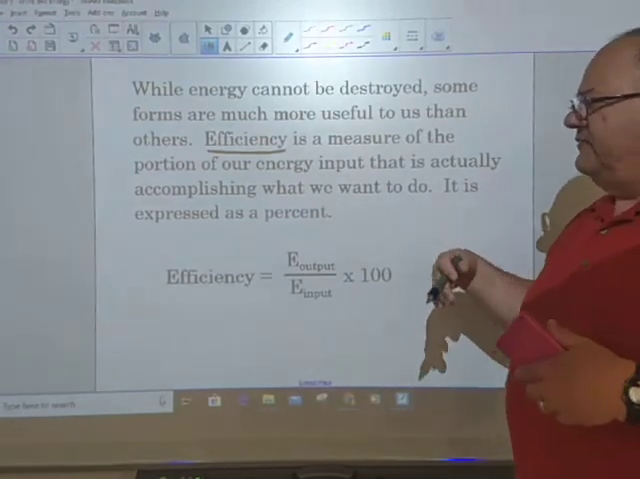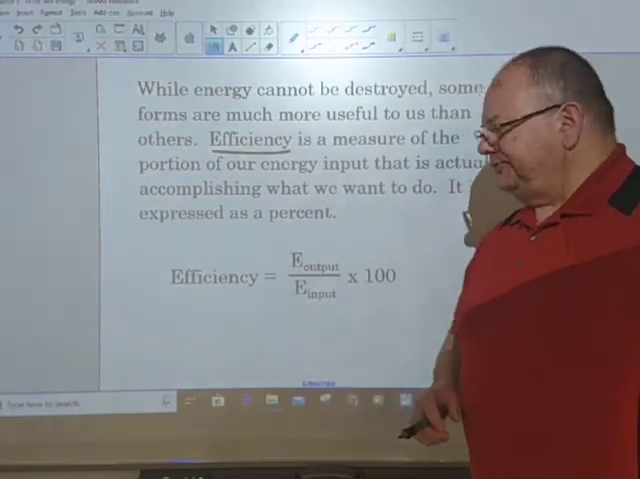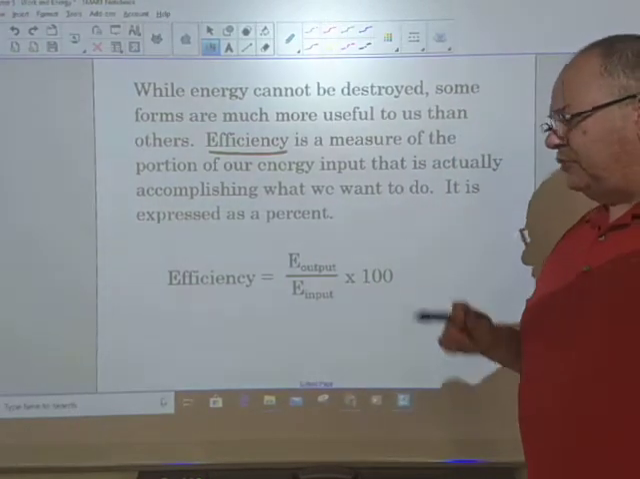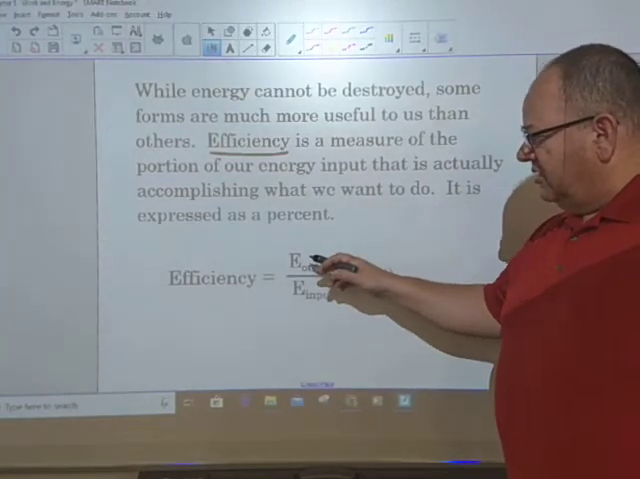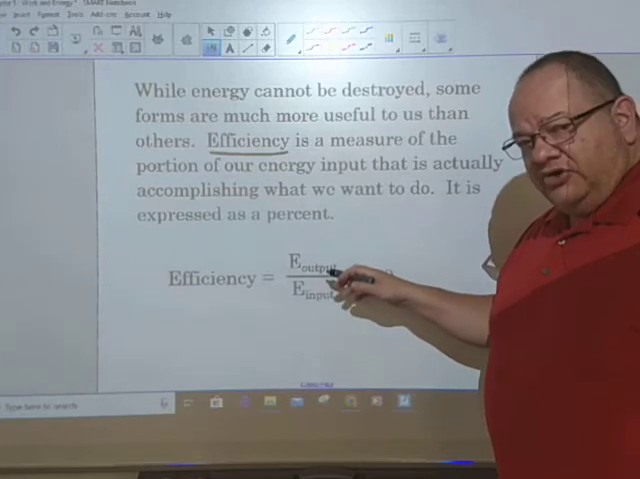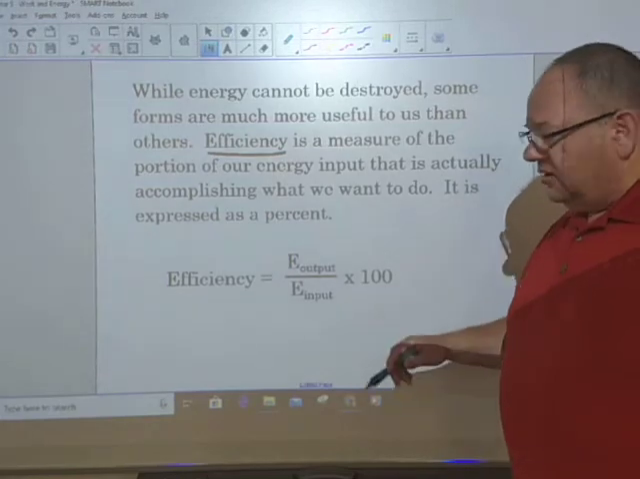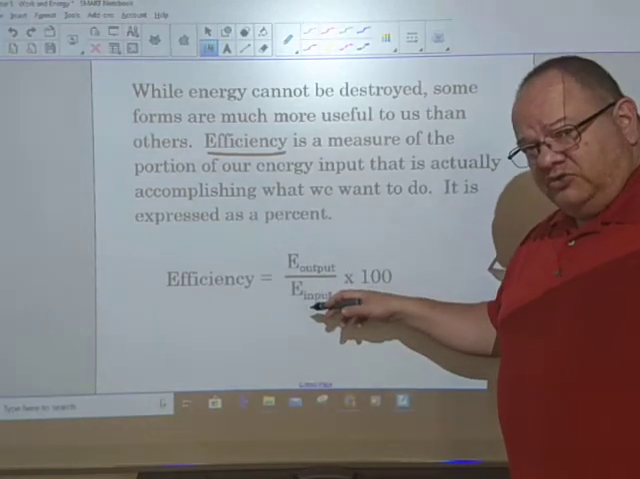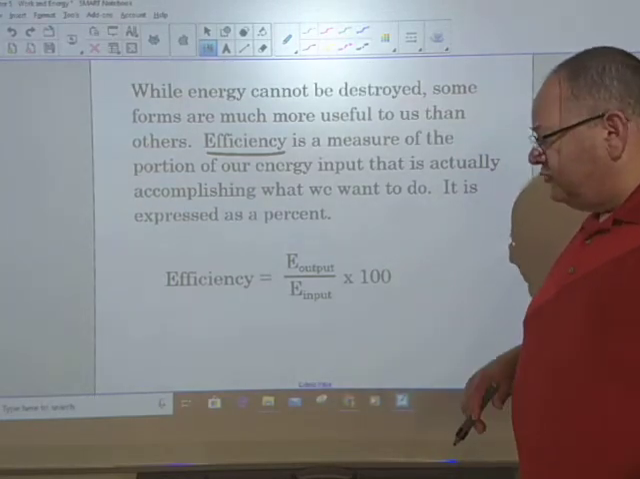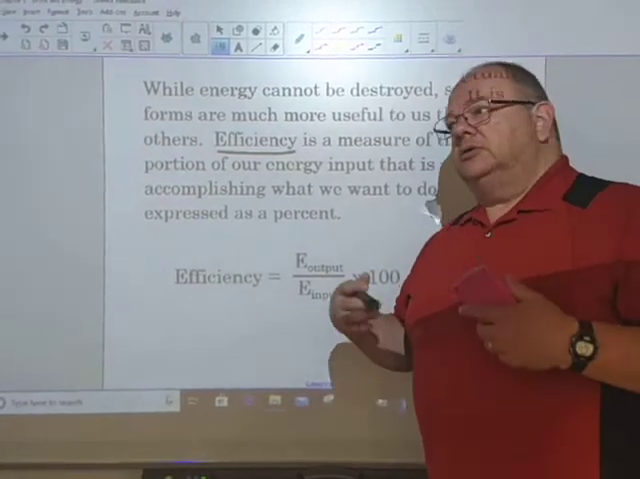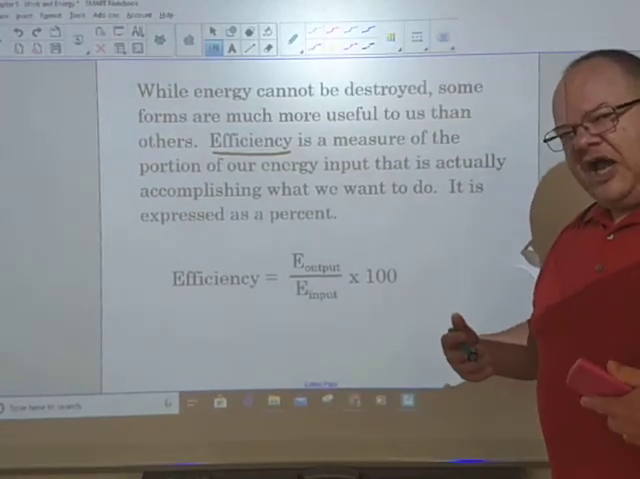Efficiency is a measure of the portion of our energy that's actually accomplishing what we want to accomplish. And we express it as a percent. So efficiency is the ratio of the energy output over the energy input times 100. Likewise, instead of energy, I could have used the term work in here. Work output over work input times 100 turns into a percent. So of the work or energy that we're putting into a system, what actually accomplishes what we want.